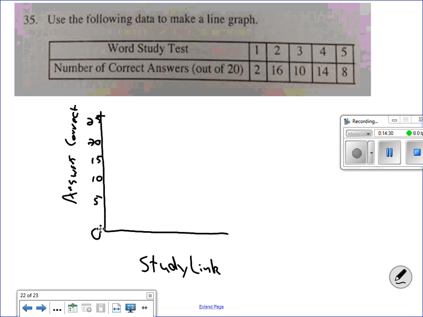It's not the neatest graph, is it, kids? That's okay. You have a 1, a 2, a 3, 4, 5. First one, test 1, we got a 2, so that's going to be right about there. It's below the 5. Second one, we're at a 16, so it's going to be right above the 15. Test 3, we're at a 10. Test 4, we're at a 14, right below the 15. Test 5, we're at an 8, right below the 10. And it's basically like dot to dot, and you connect these things. That's how you make a line graph. Okay.